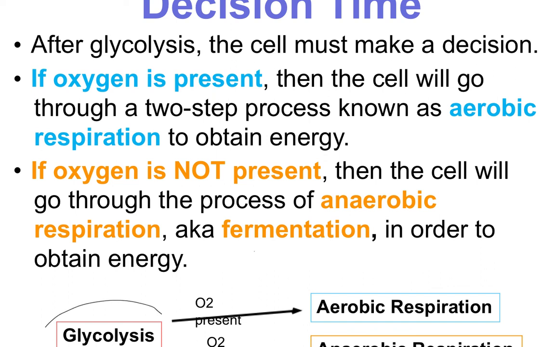So in glycolysis, if there's oxygen, O2 gas, it's going to go into an aerobic process, and if there is none, it's going to become an anaerobic process, also known as fermentation.